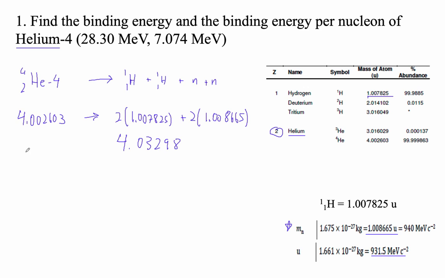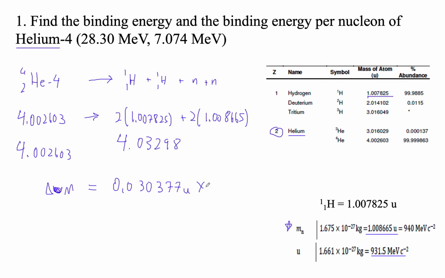4.03298. When it's put together, it has a mass of 4.002603. So the mass defect here is this minus this. So let's go minus 4.002603. And we get that the change in mass from here to here is 0.030377 U. You actually increase it; you'd have to put that much energy in to take the atom apart.